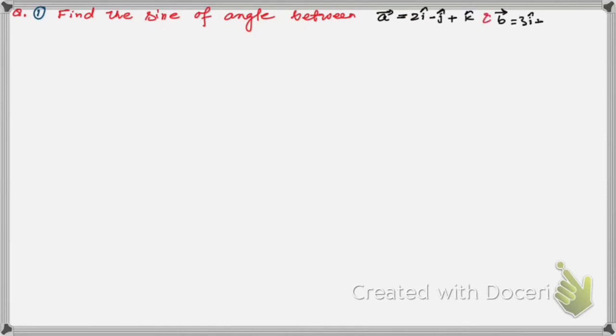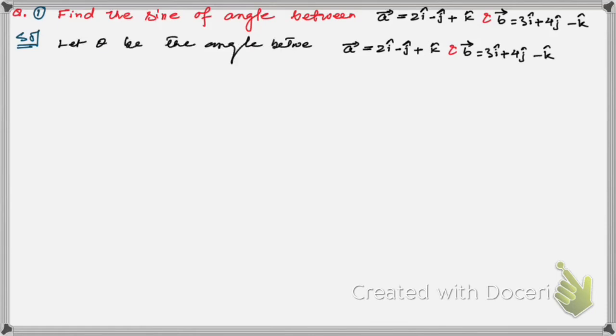Now the next problem is to find the sine of the angle between these two vectors. Let me write the given vectors here. This is vector A, vector B. Let theta be the angle between these two vectors. So we know that A cross B gives AB sine theta n cap, right? So n cap gives the direction.